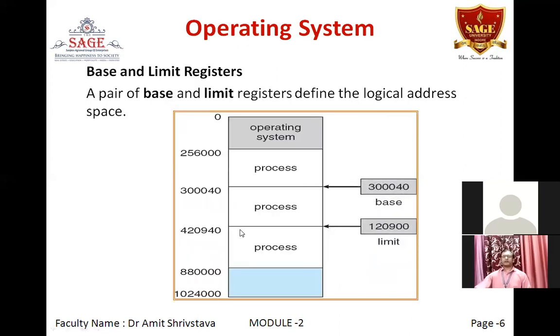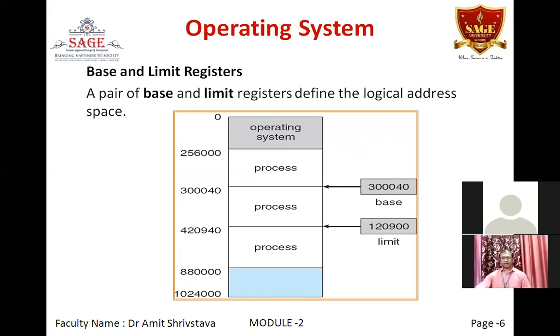Okay. So what is the user address, logical address, and what is the physical address? The memory addresses are known as physical addresses. It means this process has got the memory address starting from 30040 and it ends at 420940. This is the physical address, that is the address of the main memory where this process is loaded.